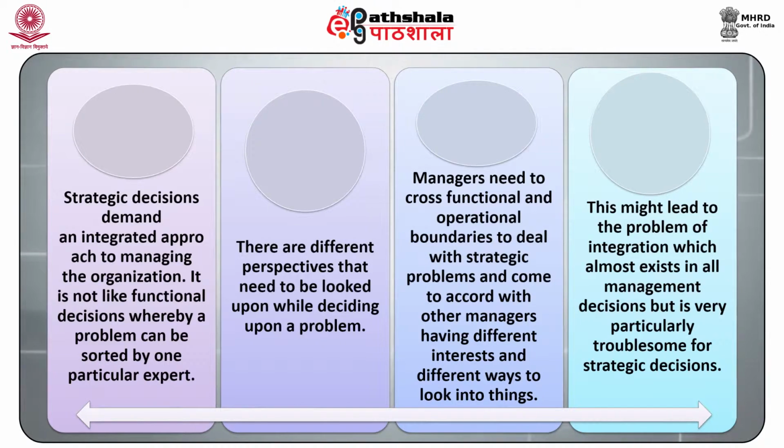Strategic decisions demand an integrated approach to managing the organization. It is not like a functional decision whereby a problem can be sorted by one particular expert. There are different perspectives that need to be looked upon while deciding upon a problem. Managers need to cross functional and operational boundaries to deal with strategic problems and come to accord with other managers having different interests and different ways to look into things. This might lead to the problem of integration, which exists in almost all management decisions but is particularly troublesome for strategic decisions. Also, strategic decisions involve major changes in organizations.